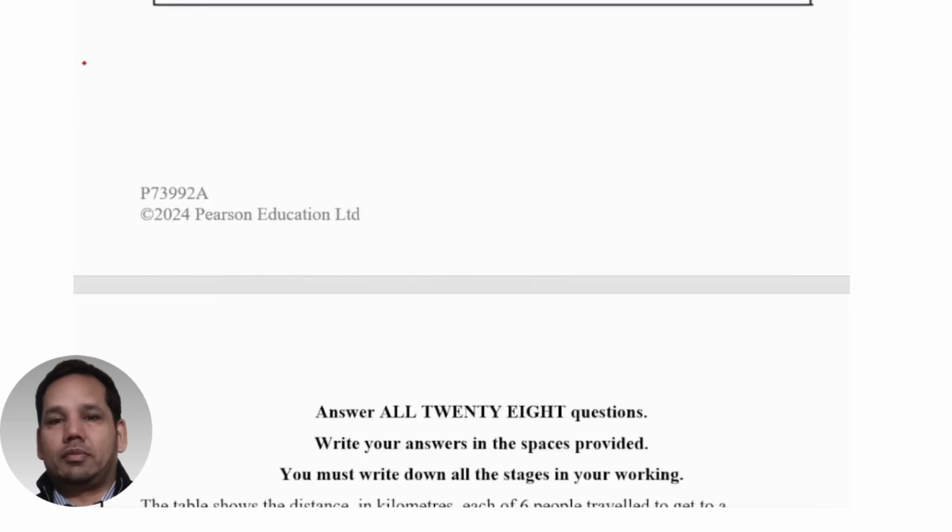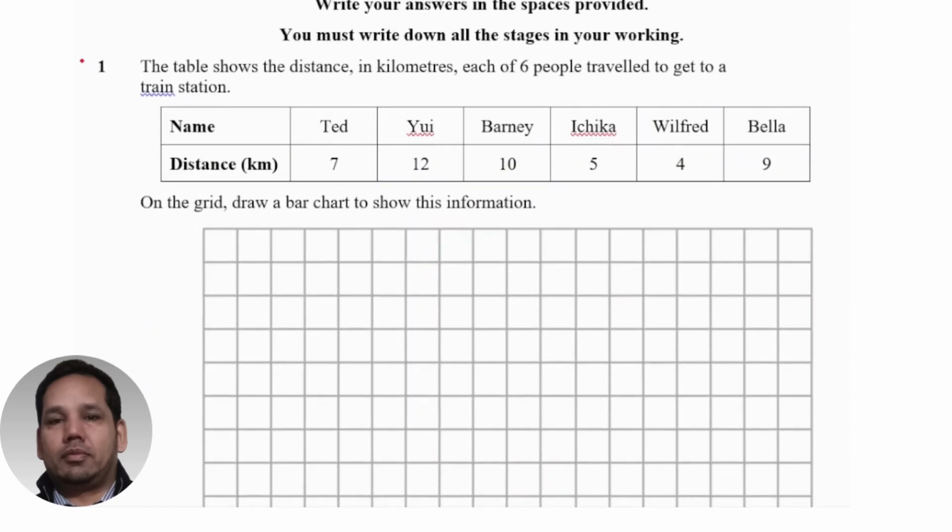Okay, let's see question number 1. Question number 1 says answer all 28 questions. Right, you answer in the space provided. You must write down all the stages in your working out. Question 1 says on the grid draw a bar chart to show this information.